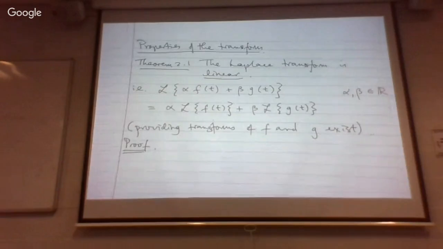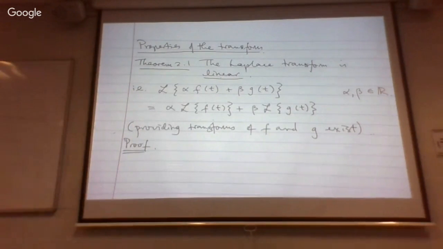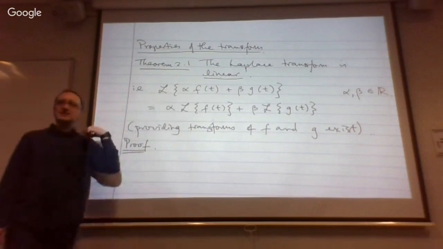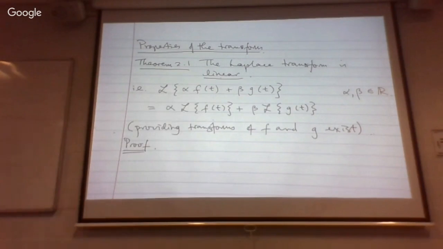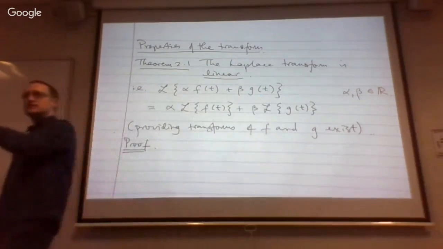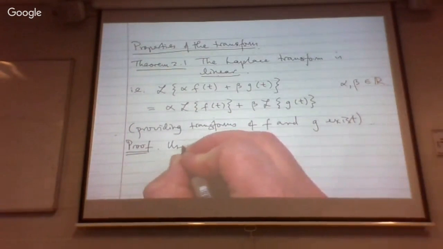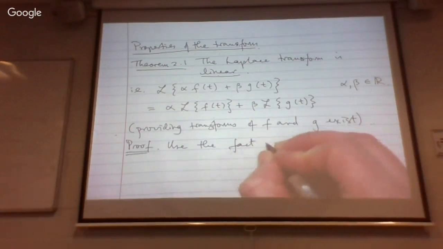Now, it's not a kind of proof that's going to work from the very bottom of the picture. We're not going to be dealing with fundamental, technical analytical details. What we're just going to do here is use the fact that the Laplace transform is an operator based on integration, and then make use of the fact that we already know integration is a linear operator. It should be something that's familiar to you. If you take the integral of a linear combination of functions, it's just equal to the linear combination of the individual integrals of the functions, provided that those integrals exist. So we're going to use the fact that integration is linear.